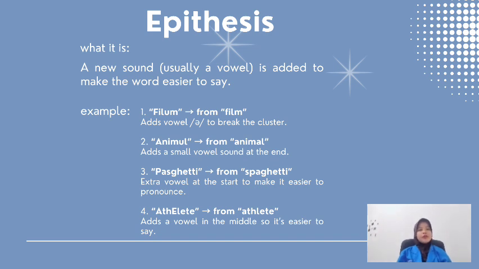And finally, we have epenthesis, also called insertion. This is when a new sound, usually a vowel, is added to make the word easier to say. Let's look at four examples.